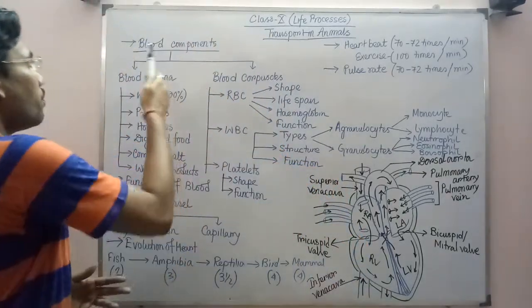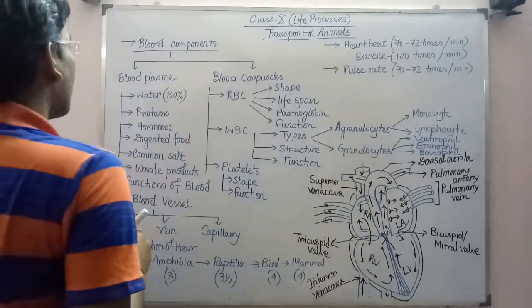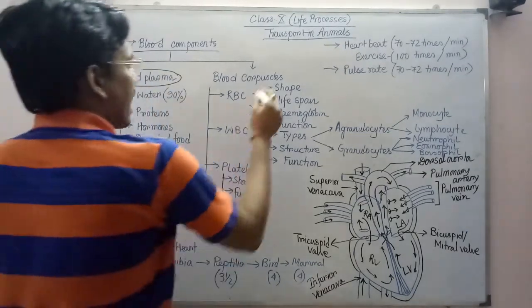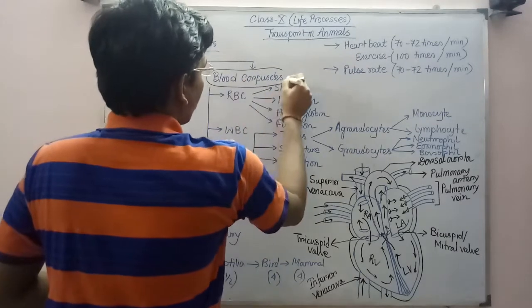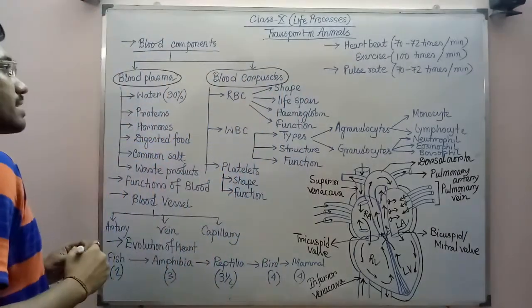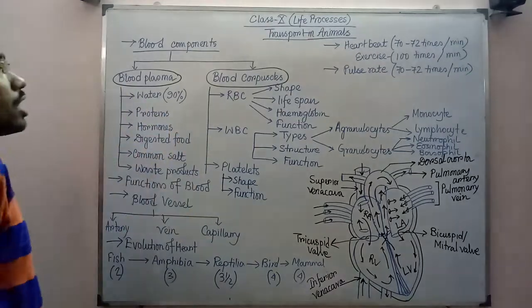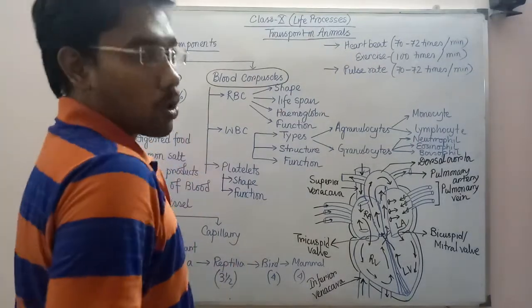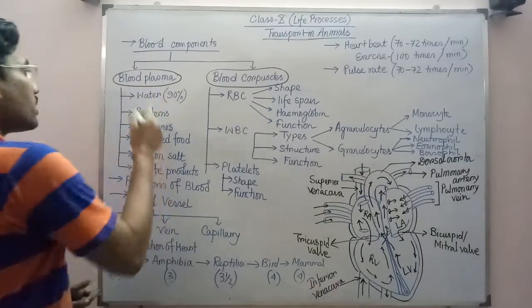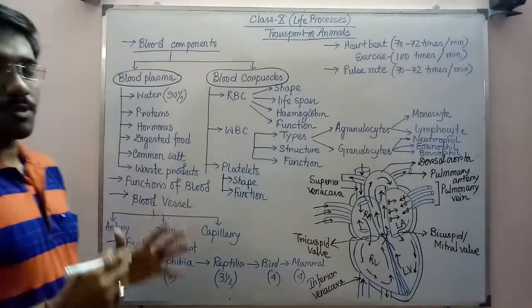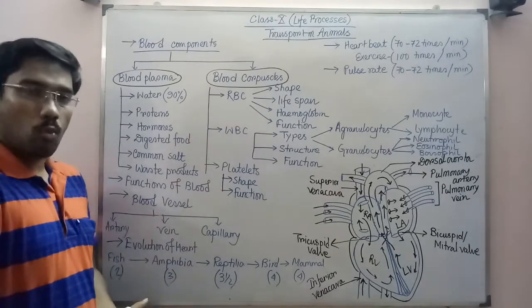In case of blood, we can see there are two components mainly. One is blood plasma, that is the fluid or matrix portion of the blood, and the next is the cellular structure of the blood, that is blood corpuscles. Let's see the constituents present in the liquid portion and the structures present within blood corpuscles. First, within the blood plasma, the main constituent is water. 90% of the blood plasma is made up of water.